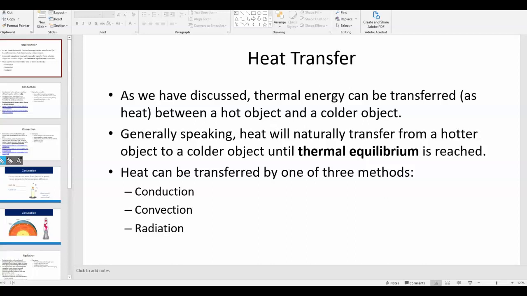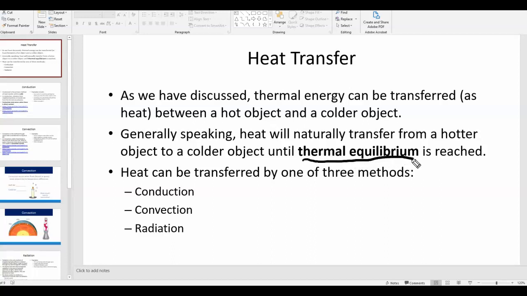And as we talked about in the last video, thermal energy can be transferred as heat between a hot object and a cold object. And generally speaking, one of the statements of the second law of thermodynamics is that heat naturally flows from a hot object to a colder object. Okay, now I talked about in that video you can make the opposite thing happen, but you have to do work for that to happen, and that's like how a refrigerator works, or like an AC system. But generally speaking, heat naturally flows from hot to cold until you get what's called thermal equilibrium.